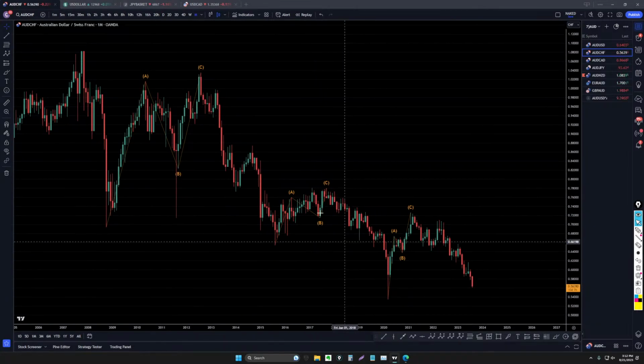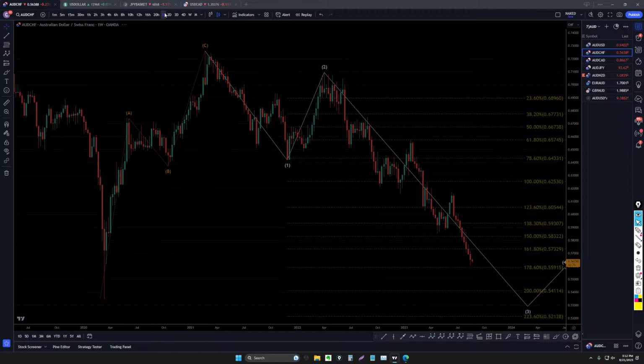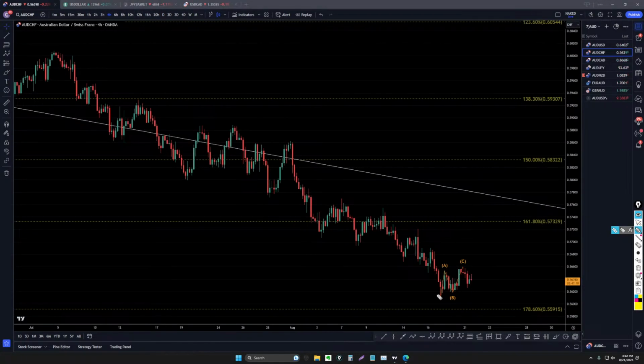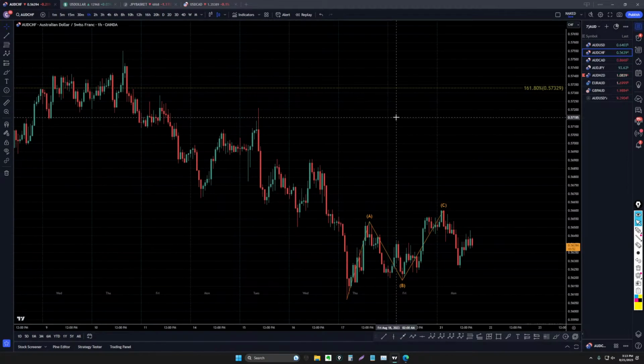Yeah, this is probably going to keep going down. 4-hour time frame. 1, 2, 3 waves up. I bet we're going to continue to go down. Probably at least to here, probably the 0.55915 area. Seems pretty likely. Ooh, man, the yen is definitely the winner of the show today.